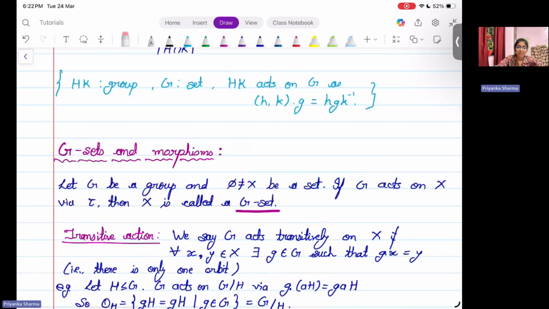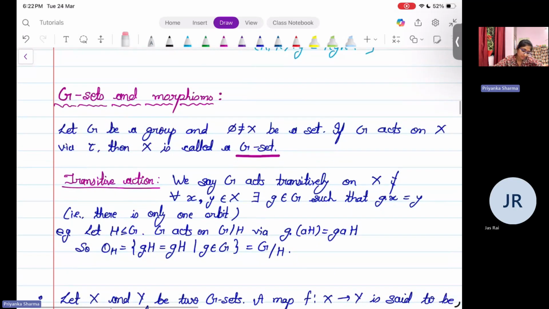Now, what are G sets and morphisms on them? Let G be a group and X be a non-empty set. Suppose G acts on the set X via some group action tau, then X is called a G set. So a set will be a G set if we have a group action by which the group G is acting on it. So in this case, we say that X is a G set.